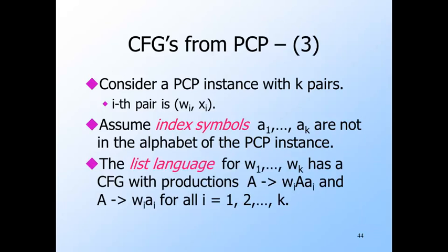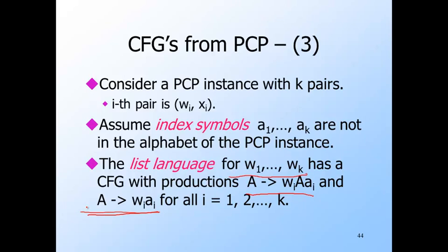The list language for the first half of each pair, the strings w1 through wk, has a context-free grammar with productions A goes to wi A ai. It also has the same sort of production, but with A omitted from the body. The latter kind of productions are used to end the derivations. All the strings in this language are some sequence of the wi's, with repetitions allowed and in any order, with the corresponding index symbols following, but in reverse.